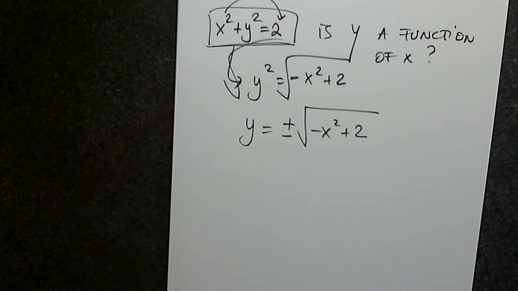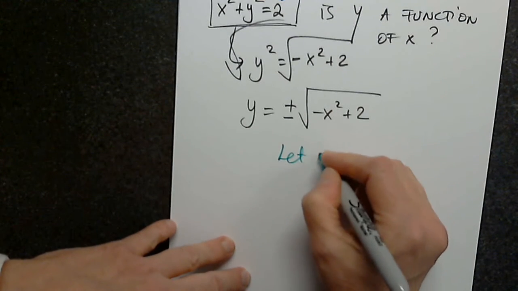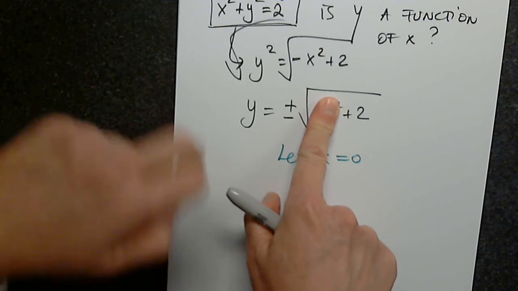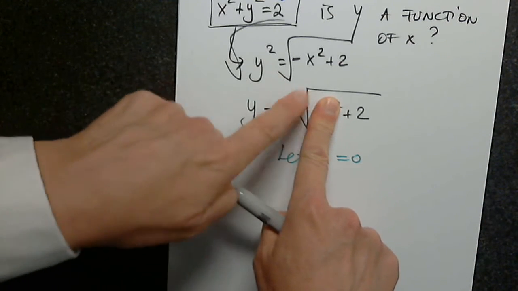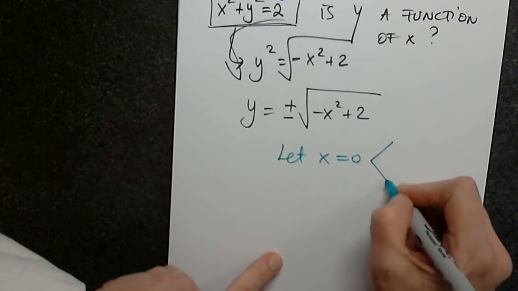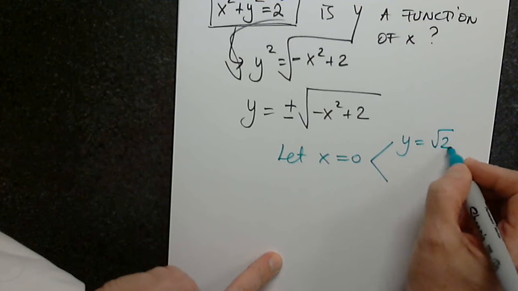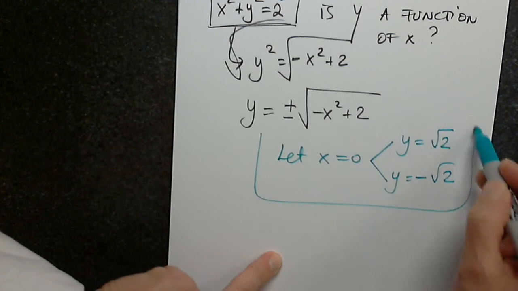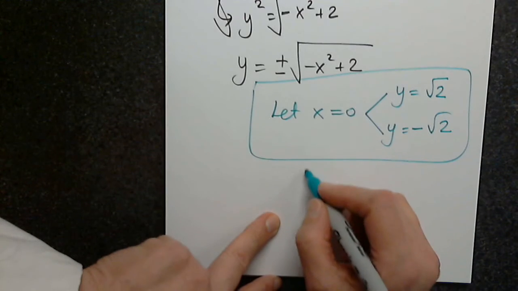And now here's all I need to do: I'm going to say let x be 0. If x is 0, I get y equals plus or minus the square root of 2. So when x is 0, I get y to be the square root of 2 and also y to be negative the square root of 2. Now, knowing this, I will draw a conclusion.